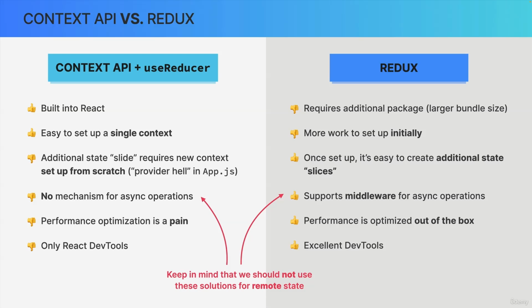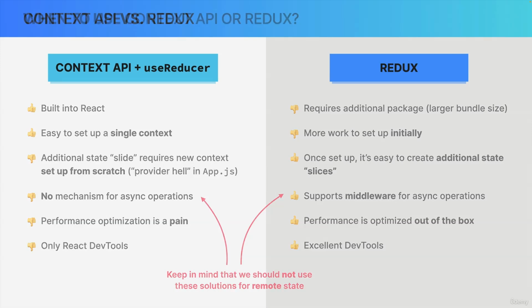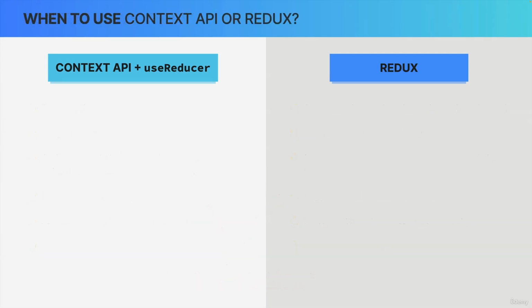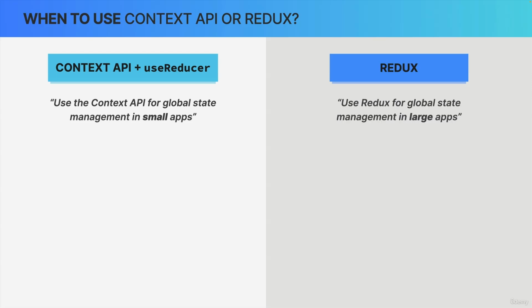So we're not counting the pros and cons. I'm just giving you the facts. But now, based on these facts, let's move on to some actual usage recommendations. So the general consensus seems to be use the Context API plus React hooks for global state management in small applications, and use Redux to manage global state in large apps. But that's not super helpful, and so let's dig a bit deeper.